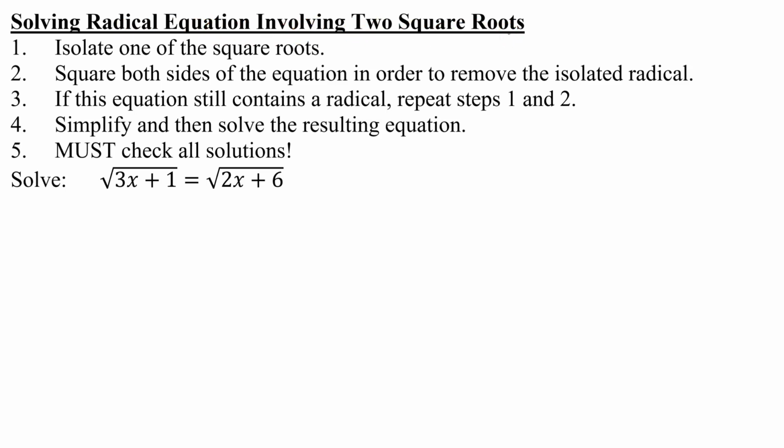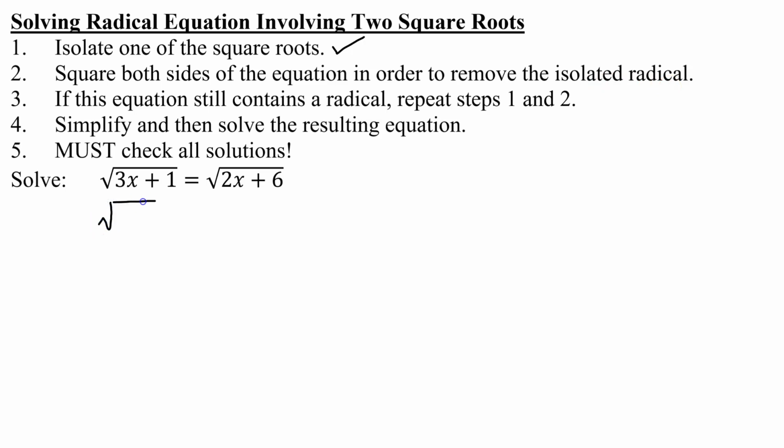So let's look at the steps for solving a radical equation that has 2 square roots in it. The first thing we need to do is isolate just one of the square roots. So looking at our equation here, if I look on the left, is that radical isolated? Yes. So step 1 is already done for us.